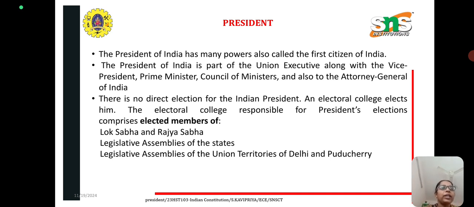The president of India is a part of the Union Executive along with the vice president, prime minister, council of ministers, and also the attorney general of India. There is no direct election for electing the president. An electoral college elects him. The electoral college responsible for the president's election comprises members from Lok Sabha and Rajya Sabha, legislative assemblies of the states, and legislative assemblies of the union territories of Delhi and Puducherry.